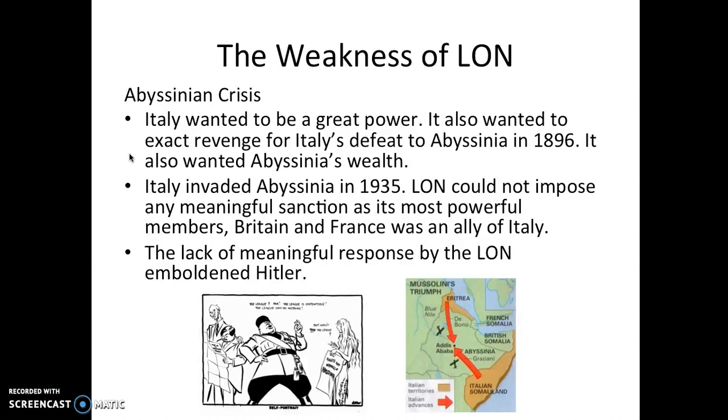Britain and France were allies of Italy, and they did not shut down the Suez Canal. Britain did not shut down the Suez Canal or ban the Italians from using it. So, in the end, the Italian military could still access Abyssinia and then invade Abyssinia. Alright, this lack of any meaningful response by the LN, and in part, lack of any meaningful response by Britain and France, emboldened Hitler to further expand. Right?